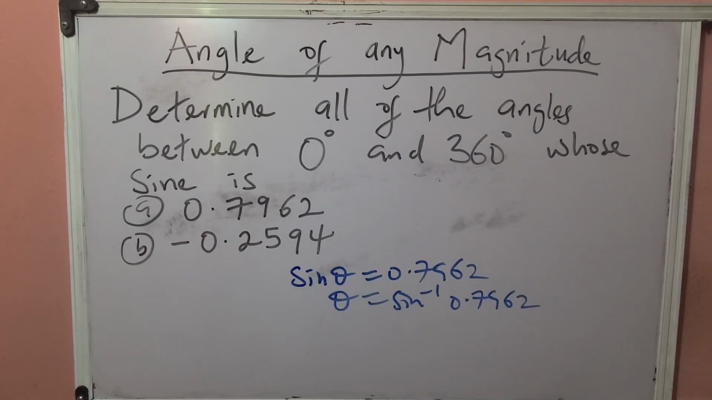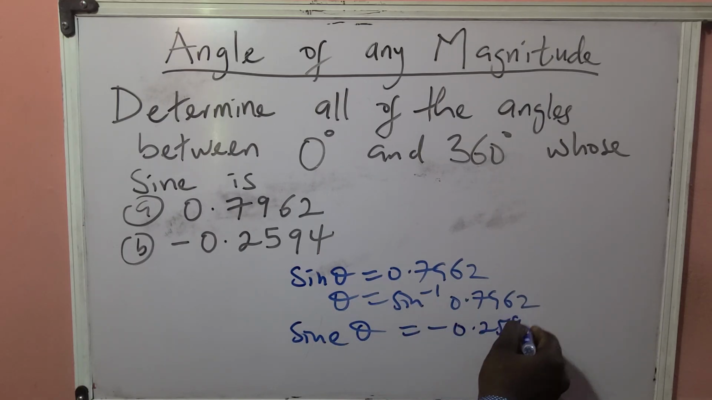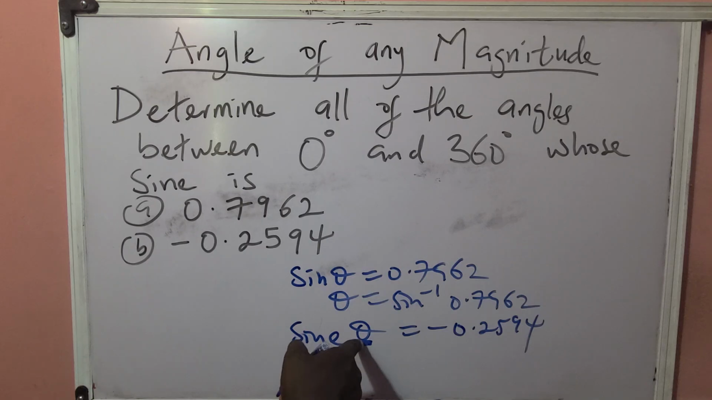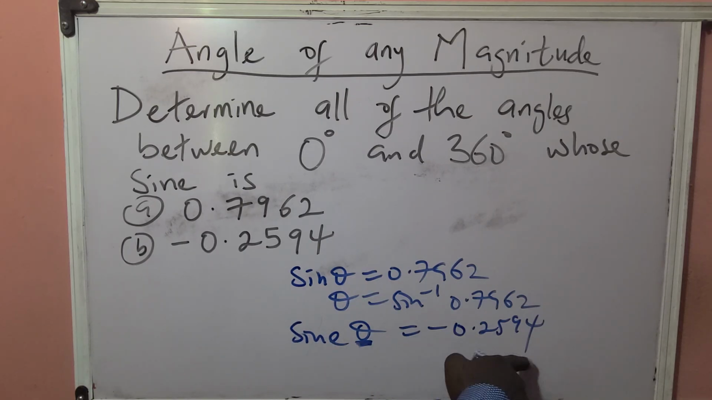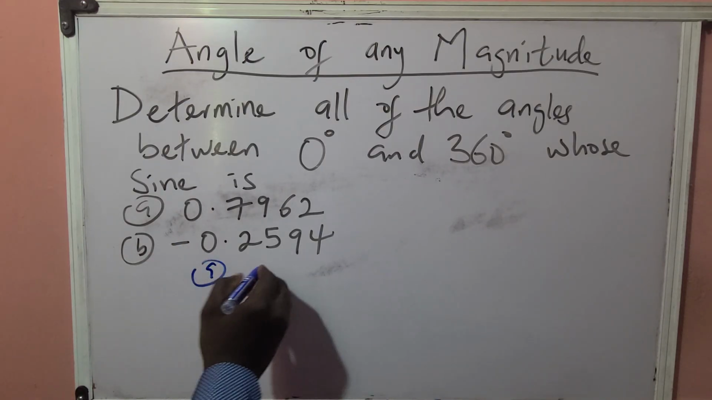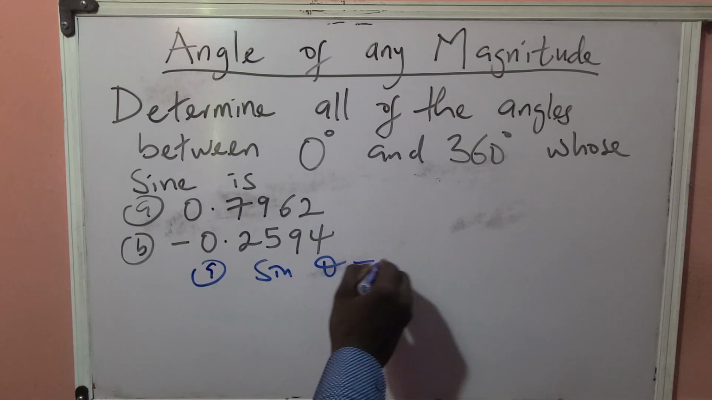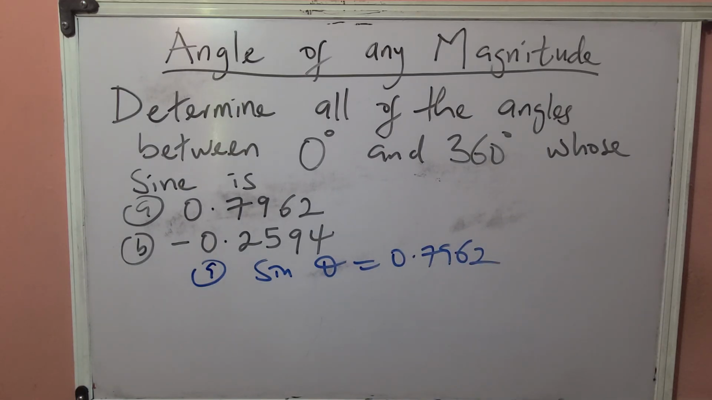So if you're going to write this second one, you're going to write sine theta, because they said all of the angles whose sine, that means the sine of an angle, was equal to minus 0.2594. So you want to find what those angles are, in which their sine is going to give you this particular value. So that's the very first interpretation you must first bring out. So in answering question number A, the first thing I'm going to write is what I've written before. Sine theta equals 0.7962. Now, this is the very first thing to do.